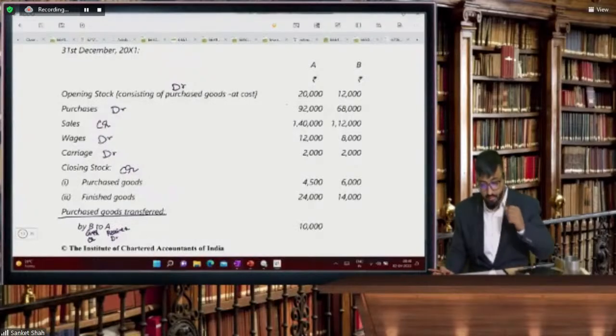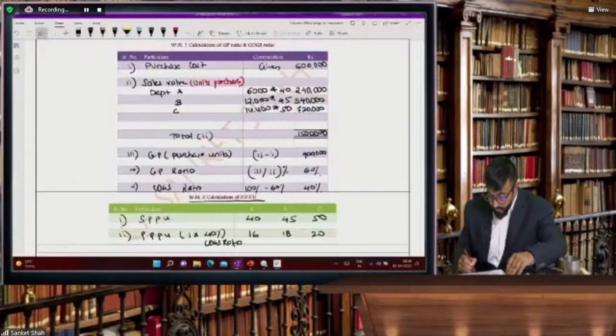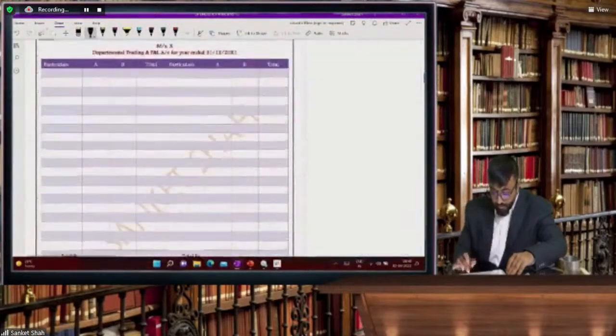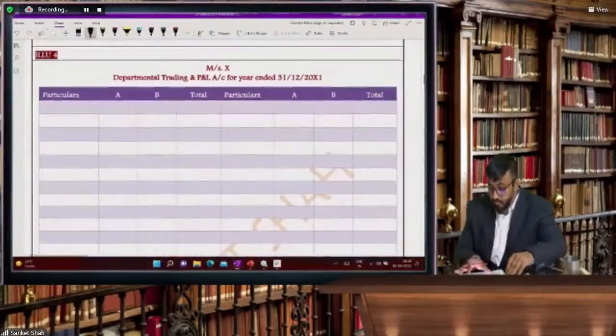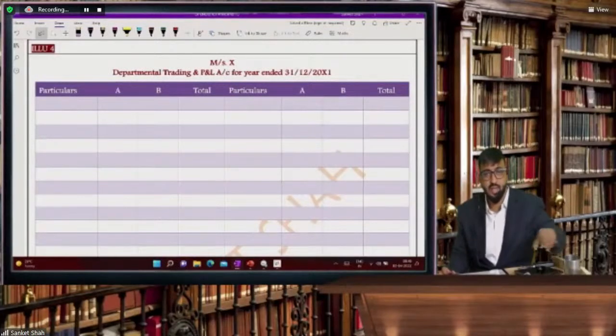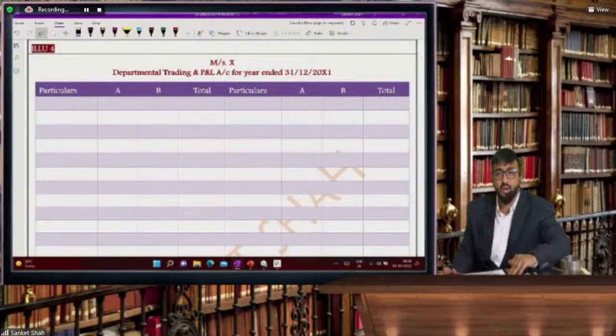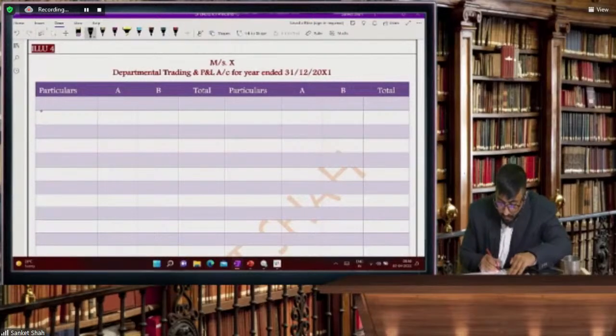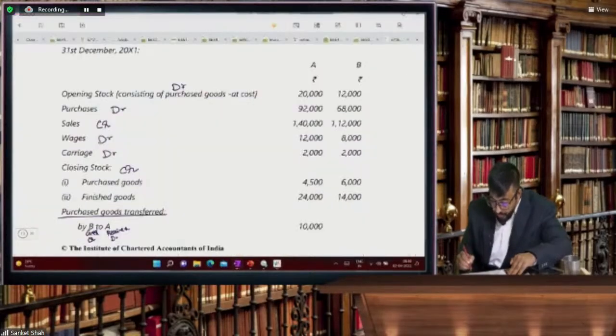Write down with me. Now we'll do it fair. Otherwise, don't write, take a screenshot and you can write it afterwards. So understand it. Messrs X departmental trading account and P&L account. Don't waste your time in drawing, you can do it afterward. So starting with the opening stock, tell me the opening stock value.